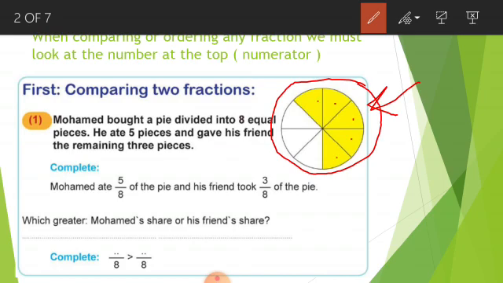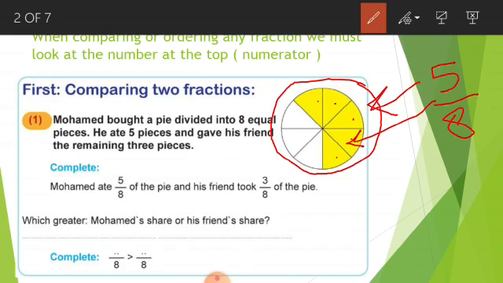يبقى the yellow part represents 5 over 8. Excellent. تمام. يبقى محمد ate 5 over 8 of the pie. يعني هو أكل 5 pieces. He ate 5 pieces from 8 parts.